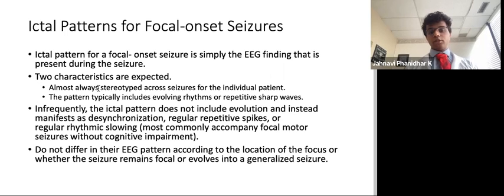They are almost always stereotyped across seizures for an individual patient, and they typically involve evolving rhythms, the evolution that we talked about before, or repetitive waves. In some cases, the evolution might not be seen, and they can appear as desynchronization or regular repetitive spikes or regular rhythmic slowing, but it is most commonly seen with focal motor seizures without cognitive impairment. Focal EEG waves do not differ in their EEG pattern depending on the local focus or evolution.